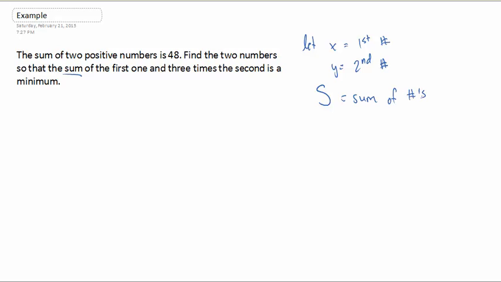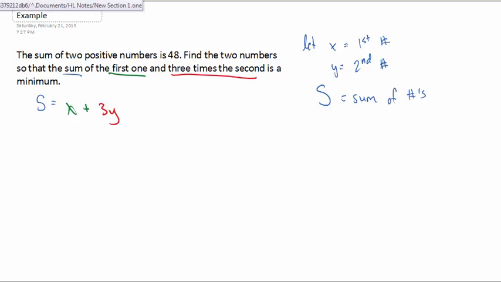So s equals the sum of numbers. And that's what we're trying to minimize, so I want to write an equation for that. S equals, well, what are we adding together? We're adding the first one, so x plus 3 times the second. But here's a problem, guys. That has 3 variables. I want an equation to minimize that only has 2 variables. So I hope there's more information in this problem, and there is.